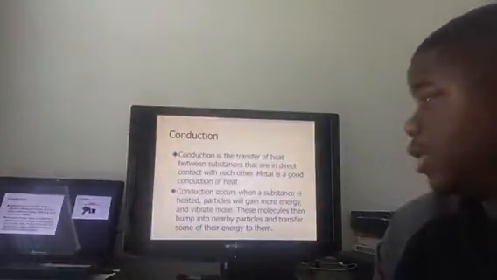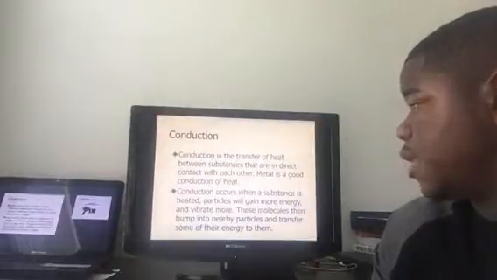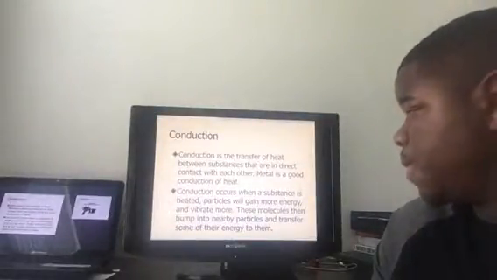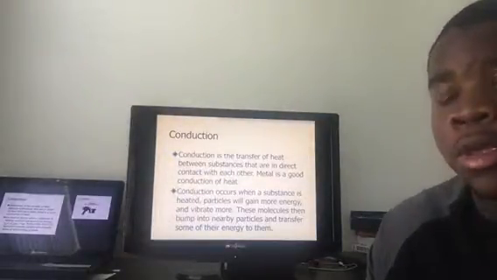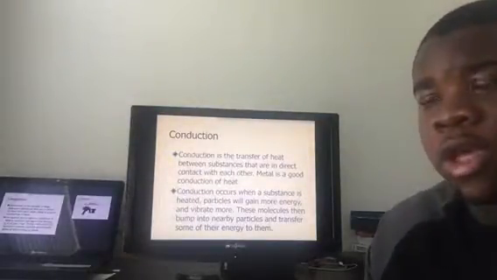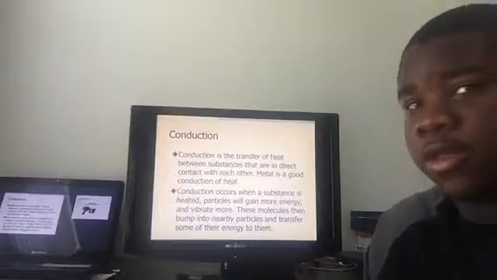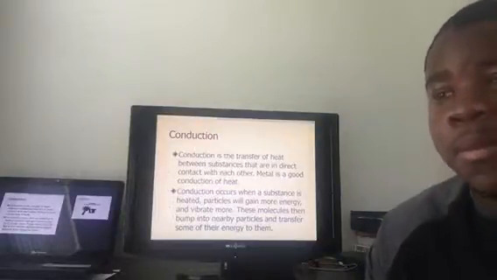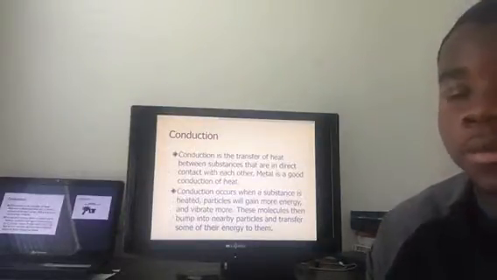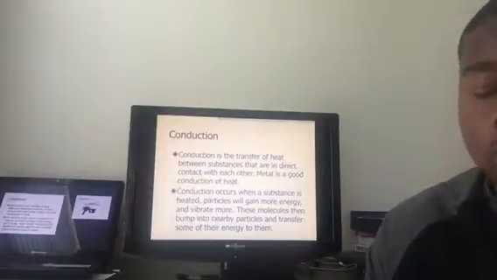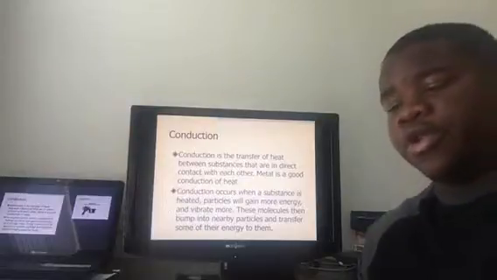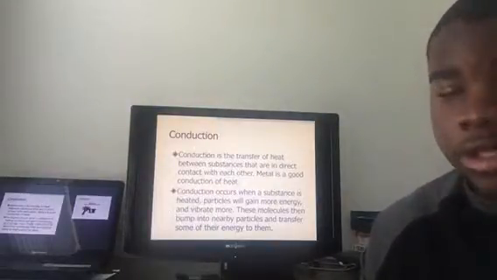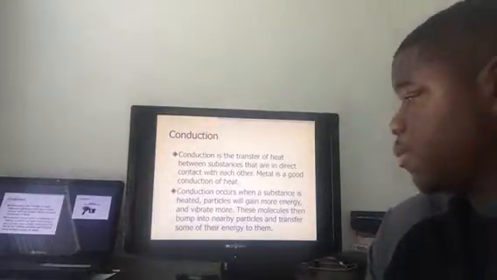So conduction. Conduction is the transfer of heat between substances that are in direct contact with each other. Metal is a good conductor of heat. I remember I used to always grab pots and pans off the stove, or cast iron skillets off the stove, thinking that it wasn't hot, but conduction heated the whole pan up. It kept traveling to the cool side of the pan until there was nowhere else to go. So therefore, when I reached to grab it, it burned my hand. That's an example of conduction.